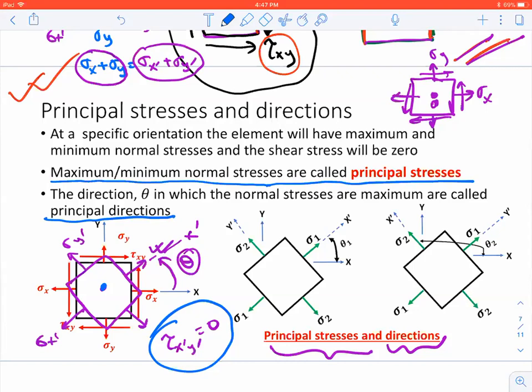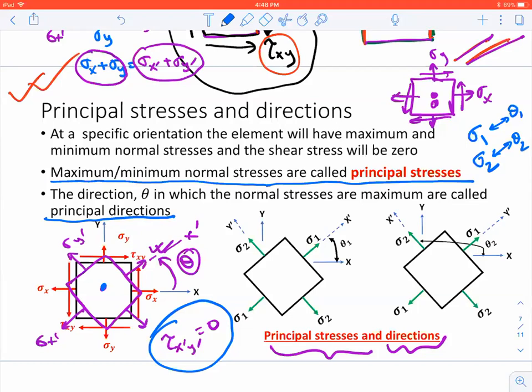So let's look at this. The directions are designated as theta 1, theta 2, and the maximum principal stress is designated as sigma 1, and the minimum principal stress is designated as sigma 2. The angle associated with sigma 1 is theta 1. The angle associated with sigma 2 is theta 2.